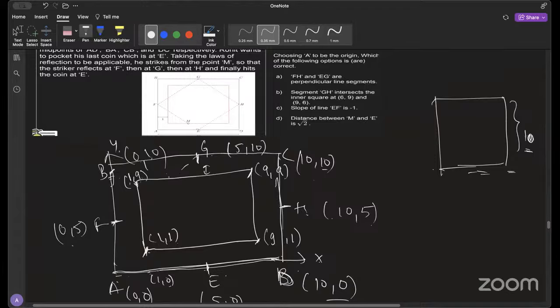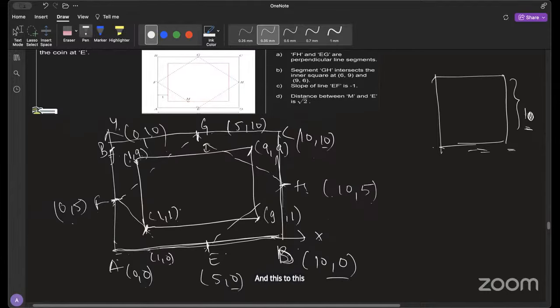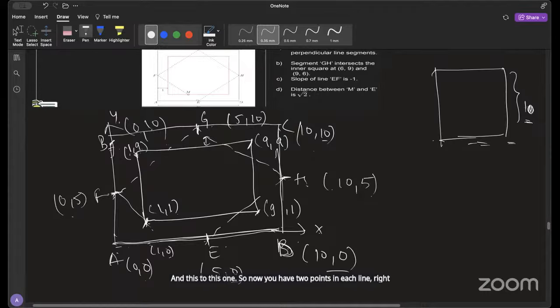Then you join this point to this point, this to this one, this to this one, and this to this one. So now you have 2 points on each line, right? For this line, you have 2 points, 1, 1. It passes through 1, 1 and 0, 5. So you can find the equation of this line.